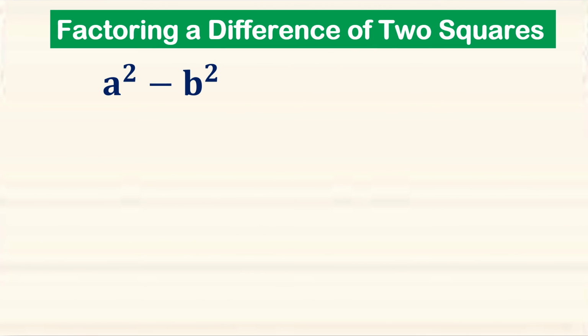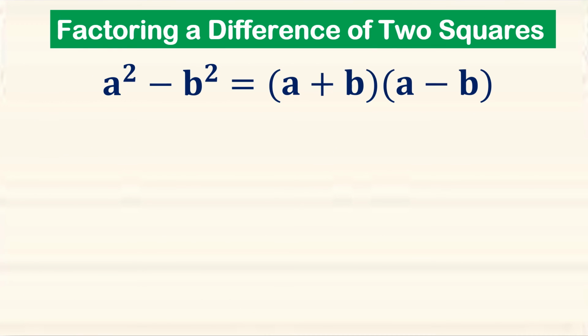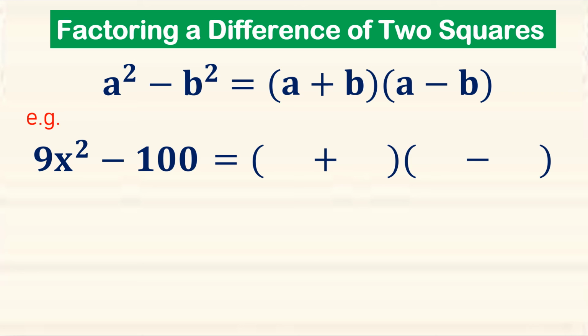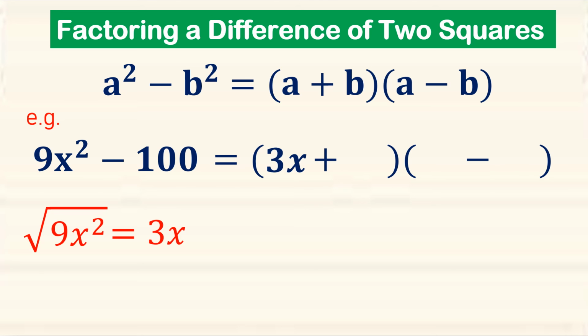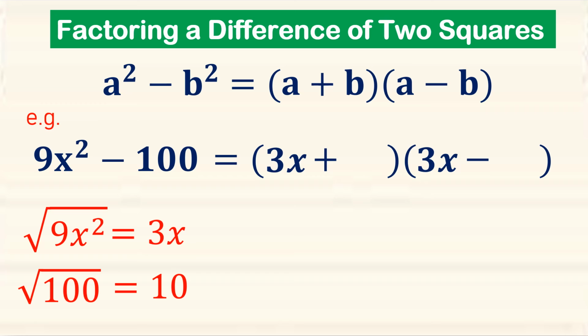Now let us have another one, factoring a difference of two squares. So we have 9x squared minus 100. The first thing we need to do to have this pattern, parenthesis, then plus and minus. Then taking the square root of 9x squared, which is equal to 3x. Then position your 3x over there. Then square root of 100, which is 10. So 10 and 10. So the factors are 3x plus 10 times 3x minus 10.